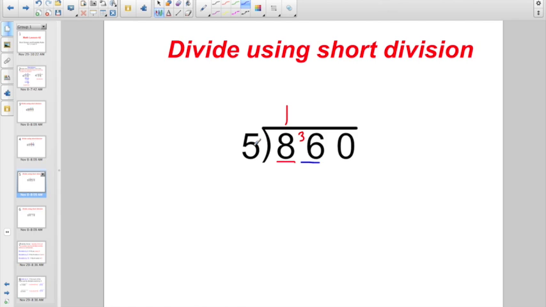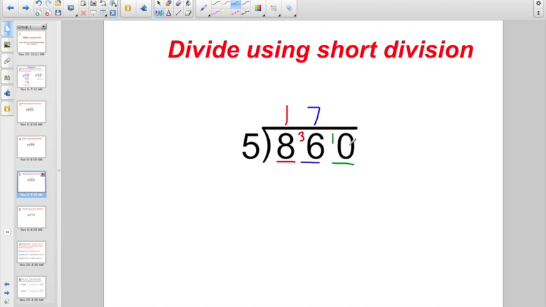36 divided by 5. Sounds to me like it goes in there 7 whole times. So I'm going to get that 7 right on top of my 36. Multiply that back. 7 times 5 is 35, and let's subtract it in our head. 36 minus 35, and that sounds like it's going to give us 1.